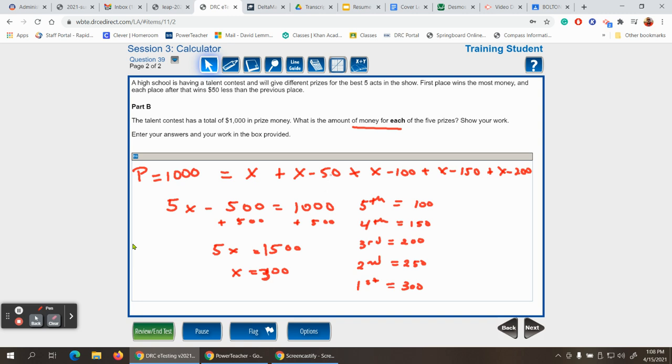All right, again, this is one of those things that if you don't get A right, you can't get B right. All right, and that is the end of our session 3 test, our constructed responses.